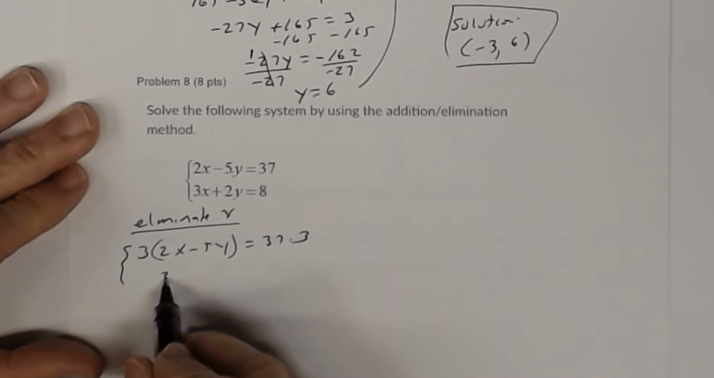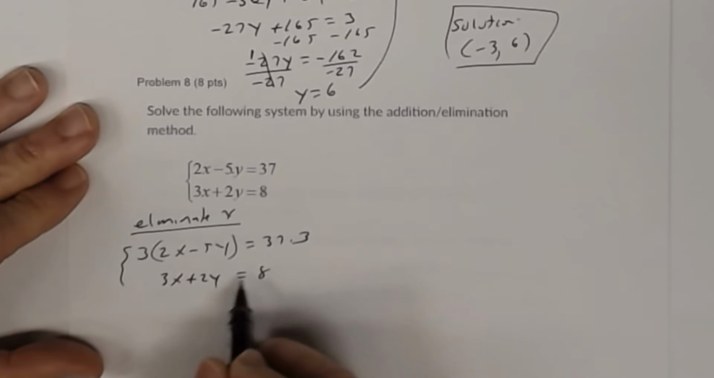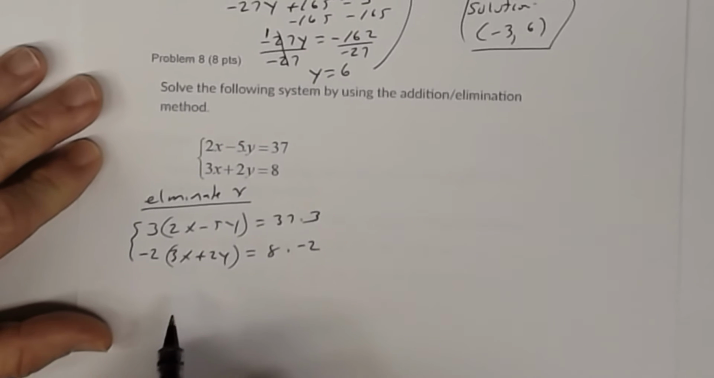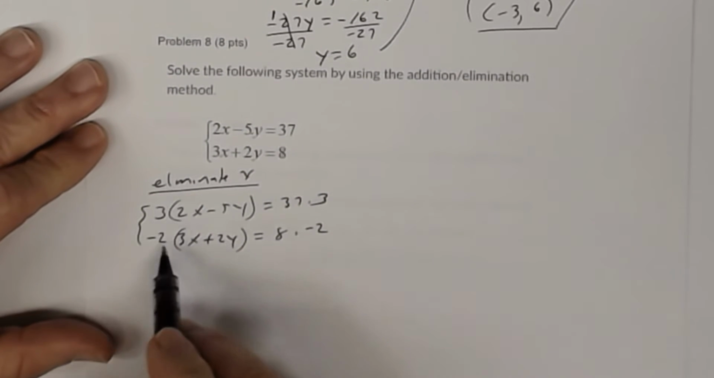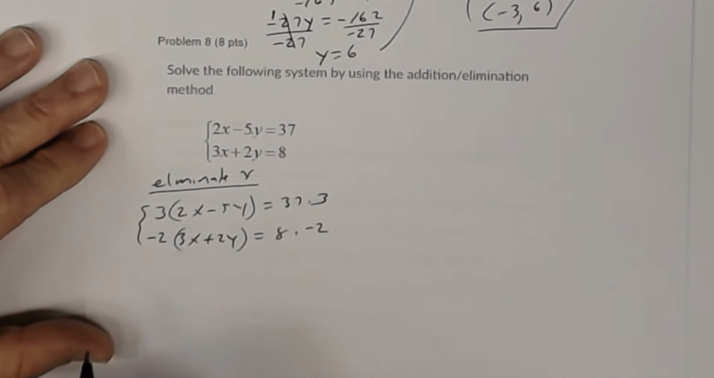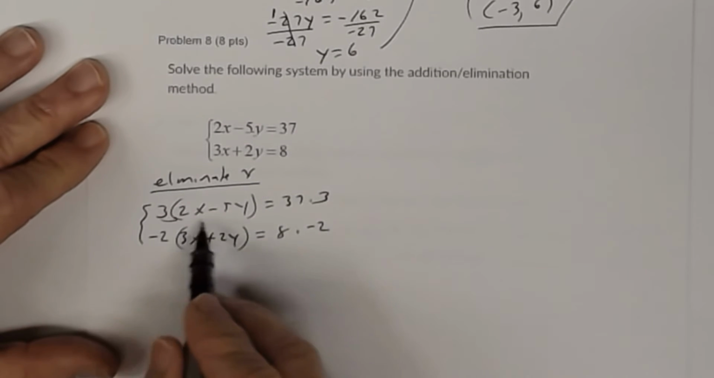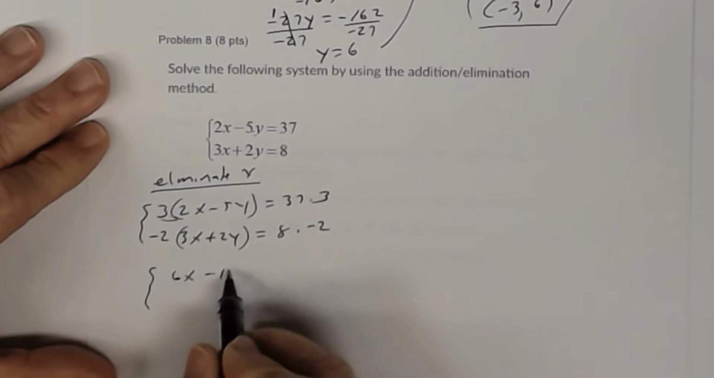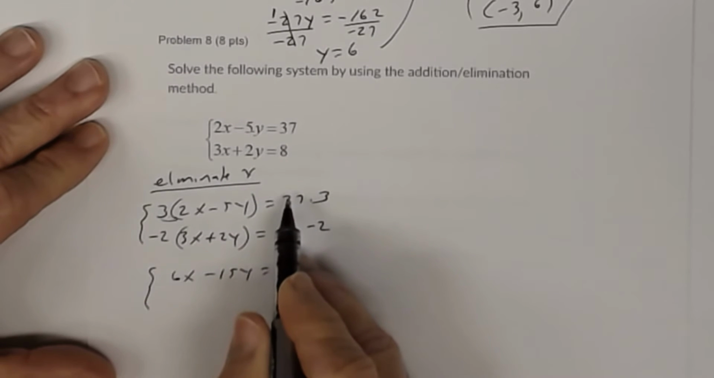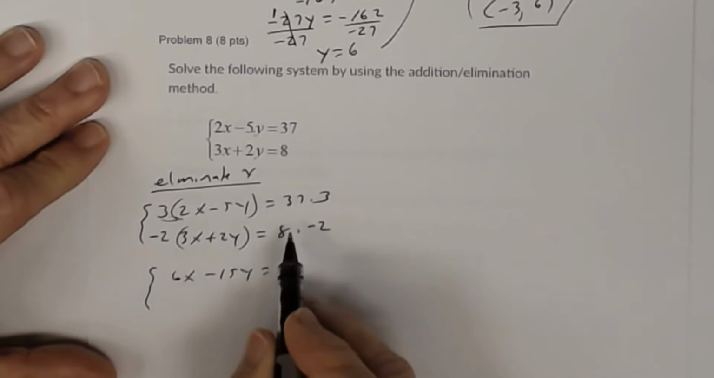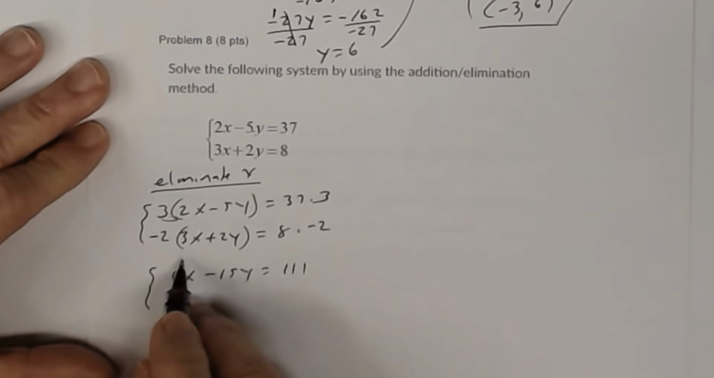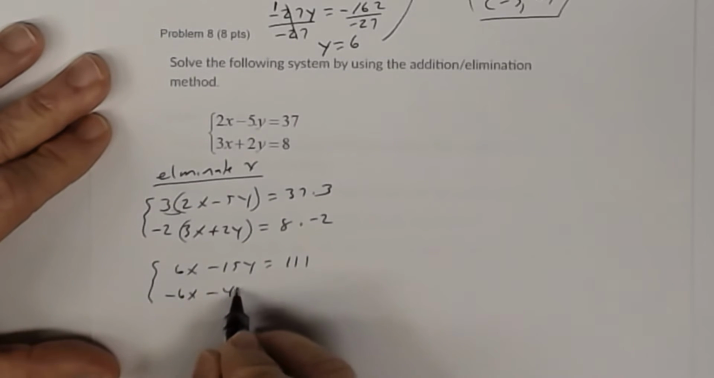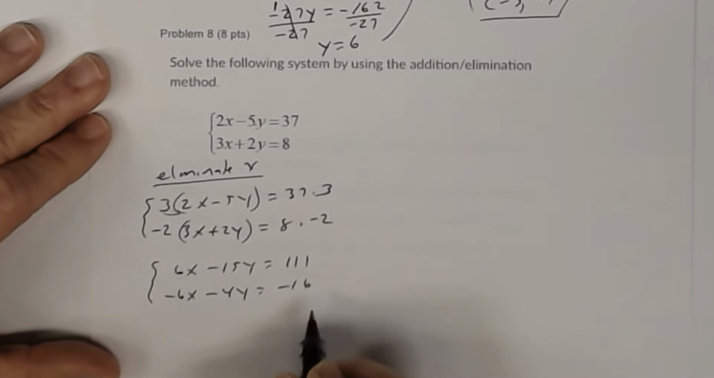And let's make this one negative. So this is 3x plus 2y equals 8. So this time I multiply by negative 2, so times negative 2, both sides. Okay, now that's going to guarantee that when I add these two equations, the x's will be eliminated. So now if I distribute, I get 3 times 2x is 6x, 3 times a negative 5 is a negative 15y, equals, and then 37 times 3 is 111. The second equation, negative 2 times 3x is a negative 6x, negative 2 times 2y is a negative 4y, equals, and then 8 times negative 2 is negative 16.